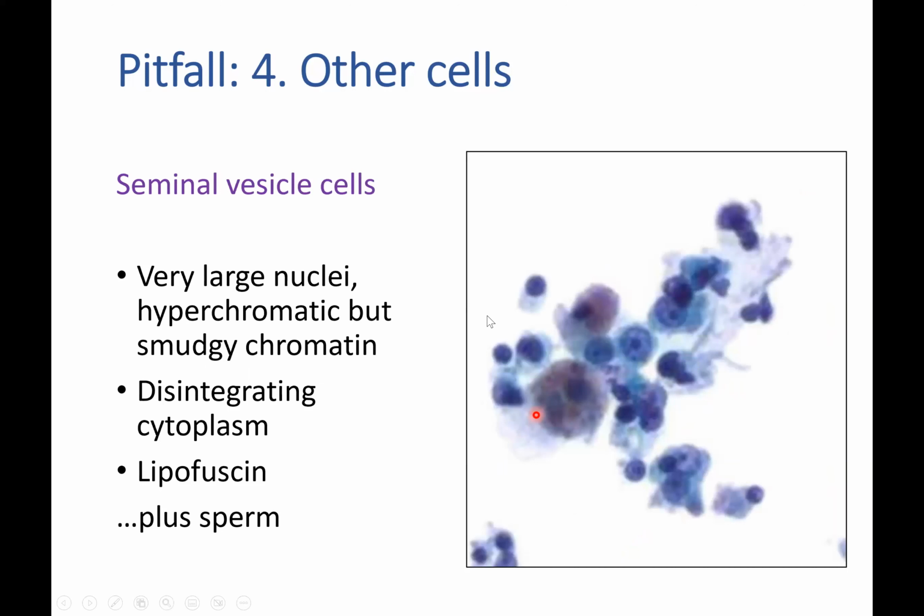Seminal vesicle cells can also be a bit of a pitfall. These are often very large cells with large nuclei, hyperchromatic but rather smudgy chromatin. The cytoplasm is quite often indistinct and degenerate, but where you do see cytoplasm, a clue to the fact they're seminal vesicle cells is the presence of lipofuscin. Also, in addition, you quite often see sperm in the background, which would be a clue to the seminal vesicle nature of these cells.